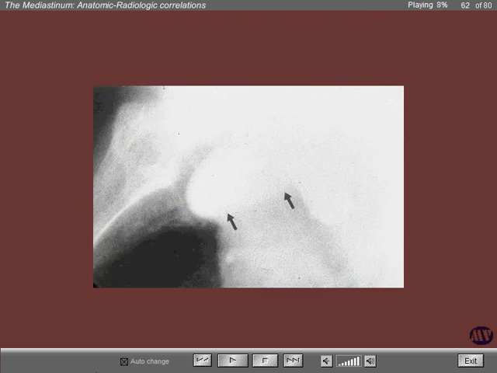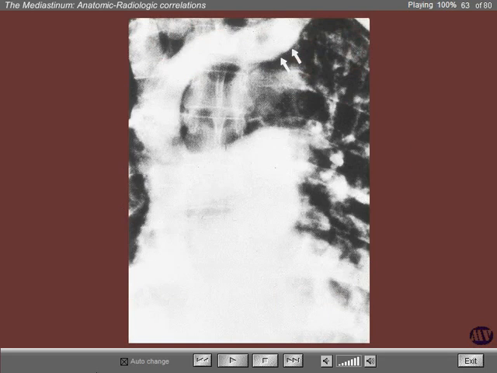The lateral projection of this injection shows the opacification of the left brachiocephalic vein, which again forms the superior limit of the anterior mediastinum, and occasionally can indent the pleura as it crosses from left to right. Injection of the left antecubital vein opacifies the left innominate vein, which, as you can see, is directed from left to right and terminates to the right of the midline in the superior vena cava.